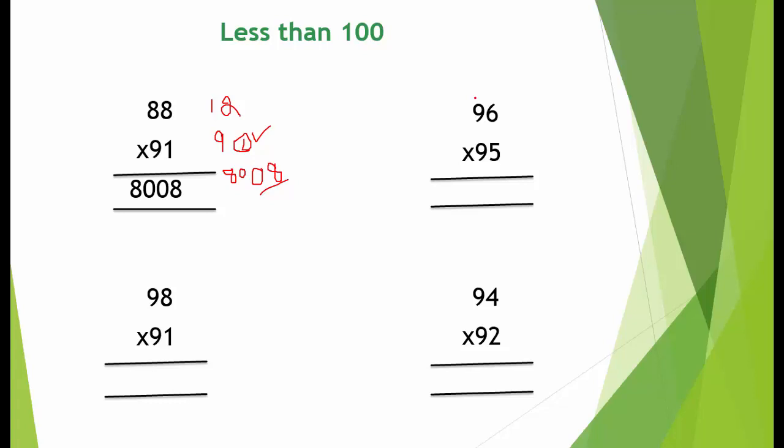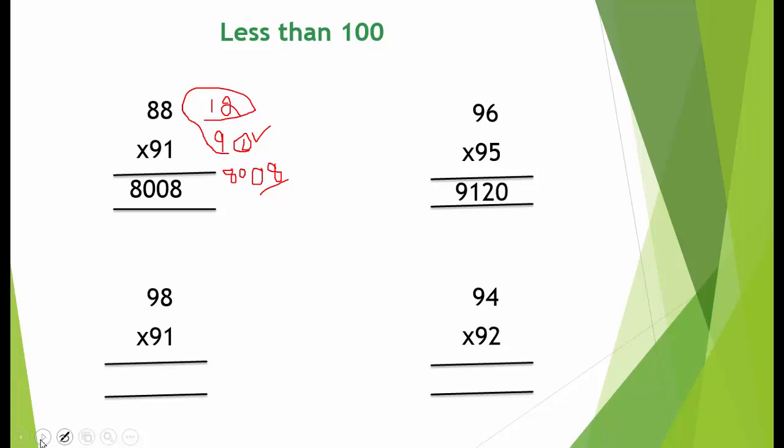So 9120. आपको ऐसे करना है स्टूडेंट, बिना लिखे इसको, without any writing. You have to calculate mentally. 4 into 5, 20, and 96 minus 5, this will become 91, so 9120. 9120 is the answer.